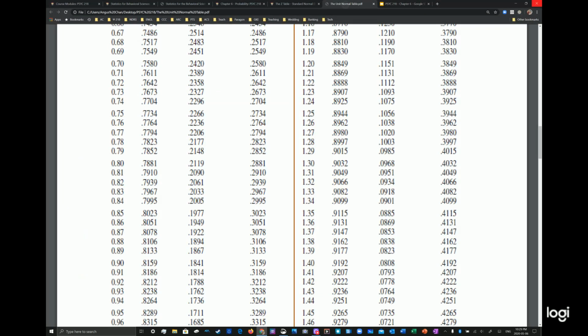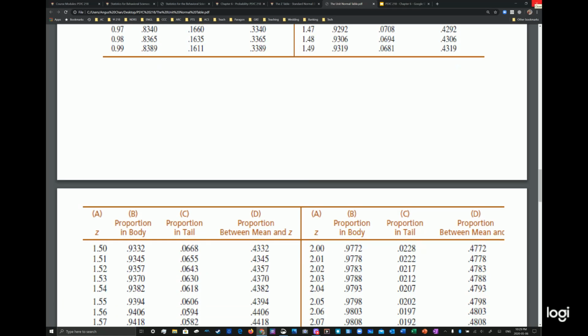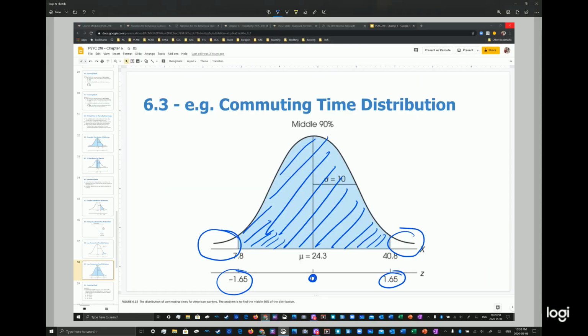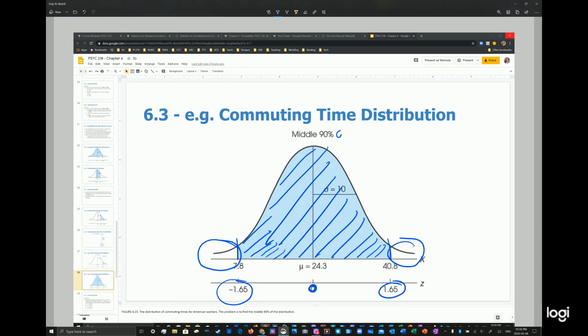And so if we look at that, 1.65 is somewhere over here. Yep, it's close to 45%. Again, it's a bit more than 45%. It says 0.4505. So 0.4505 multiplied by 2, that's 0.9010. Again, it's close to 90%, but slightly over. So it's going to be the middle 90.1%.